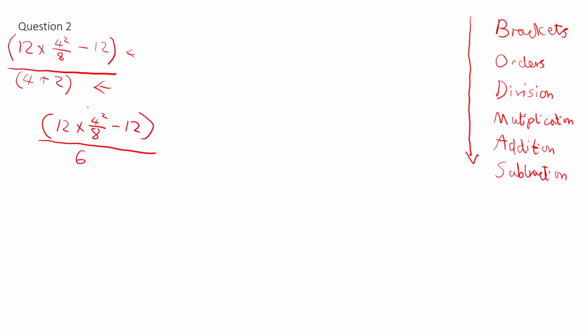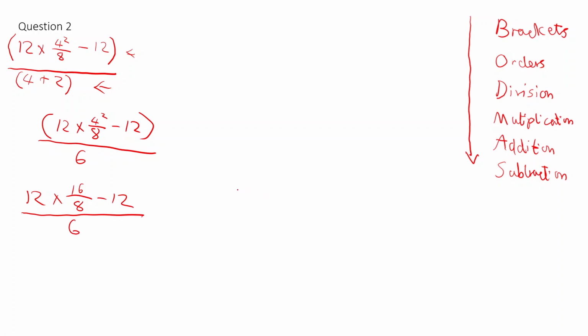Now let's solve the top bracket. First, we solve orders. And when you have a bracket, you solve the entire bracket before moving on to the next operation. So, orders. 4 squared gives us 16. So, it's going to be 12 times 16 divided by 8 minus 12, and the whole thing divided by 6.